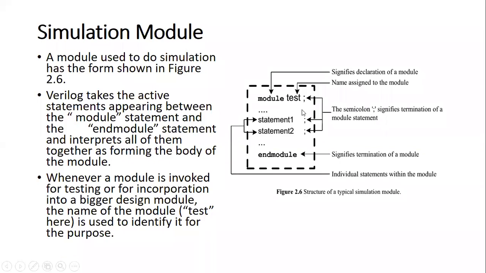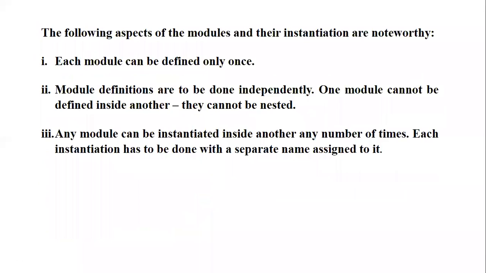All outputs of your design should be declared as wires. Then you have to instantiate the module, write on all the test fixtures. Then you're going to give the end module. This is the syntax of a simulation module.